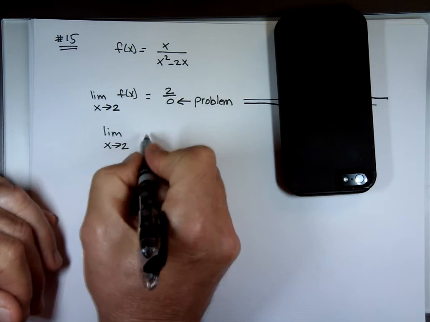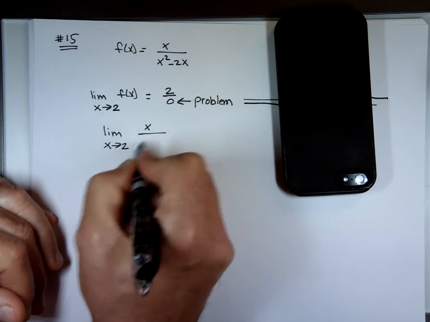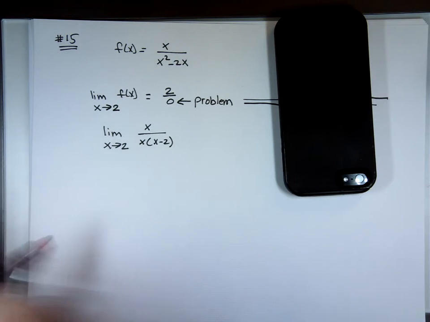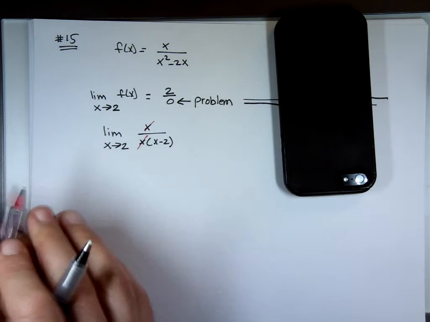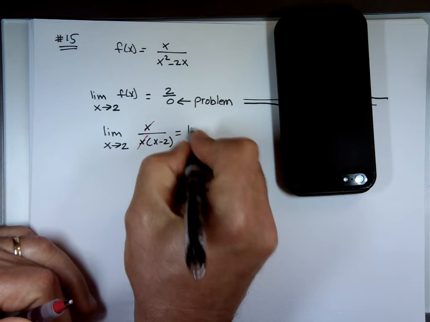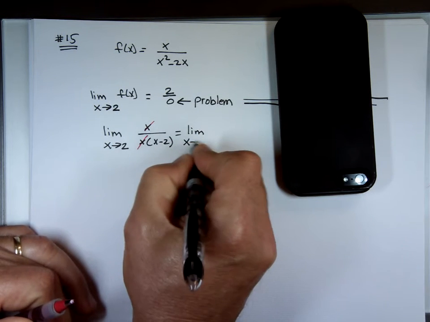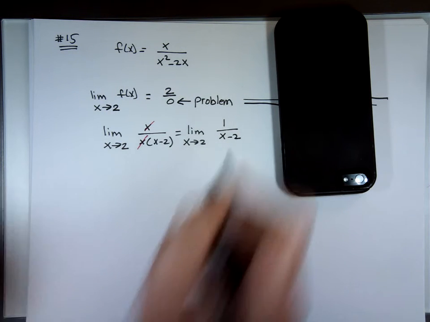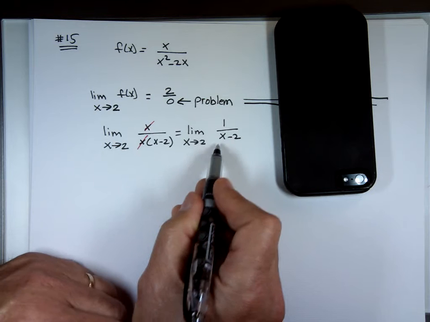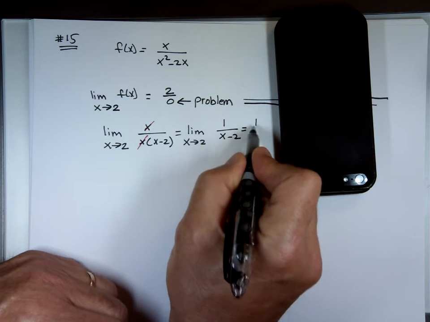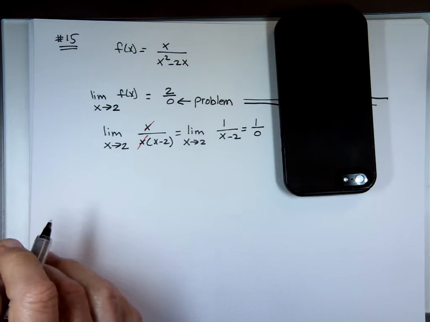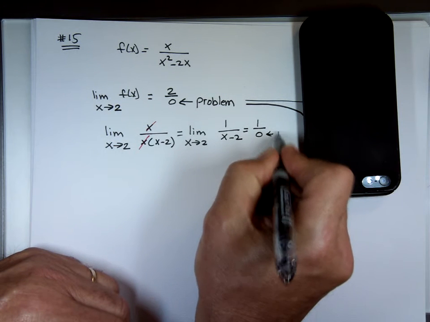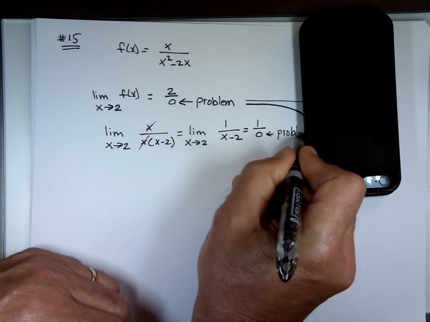You can factor an x out of the bottom, right? When you factor the x, this x will cancel that x. So this becomes the limit as x approaches 2 of 1 over x minus 2. So when x is 2 now, what do you have? 1 over 0. Still a problem. Because you can't divide by 0.